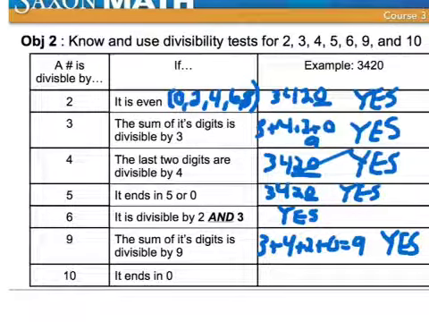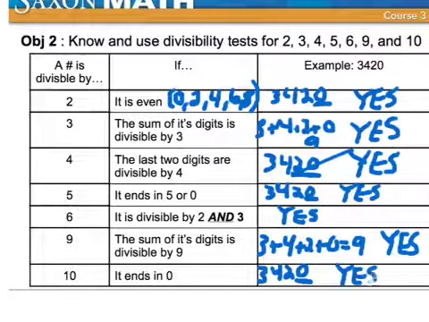And a number is divisible by 10 if it ends in 0. So again, I'm looking at just the last digit here. It is 0, so the answer is yes. Now these rules are really going to help us out because when we talk about prime numbers, we can use these to tell if a number is prime or not.